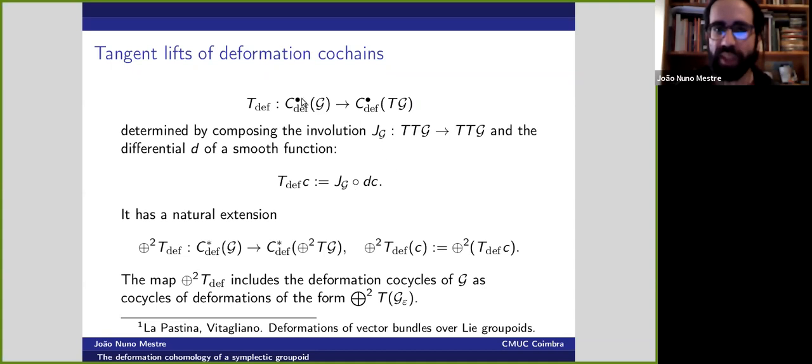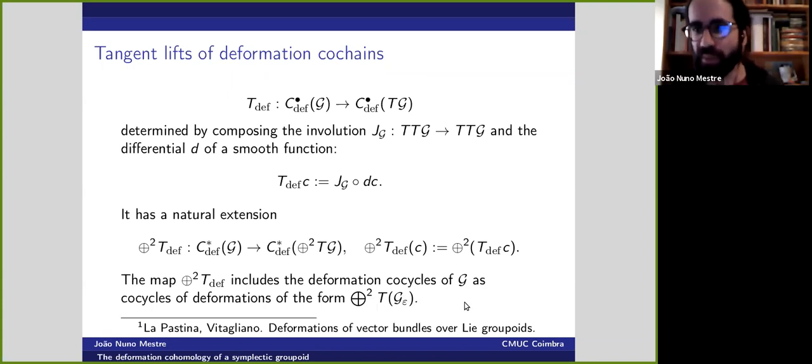What's important is that that will be an inclusion of cochain complexes. And we can extend it very naturally to something that goes not only to the deformation complex of TG, but to the deformation complex of TG plus TG, which is what we wanted in the beginning, right? So now we have a map that includes the deformation complex of G into the deformation complex of TG plus TG. And the image will be exactly the cocycles that correspond to deformations of the form that we want: T of a deformation of epsilon, of G, plus T of the same deformation of G.